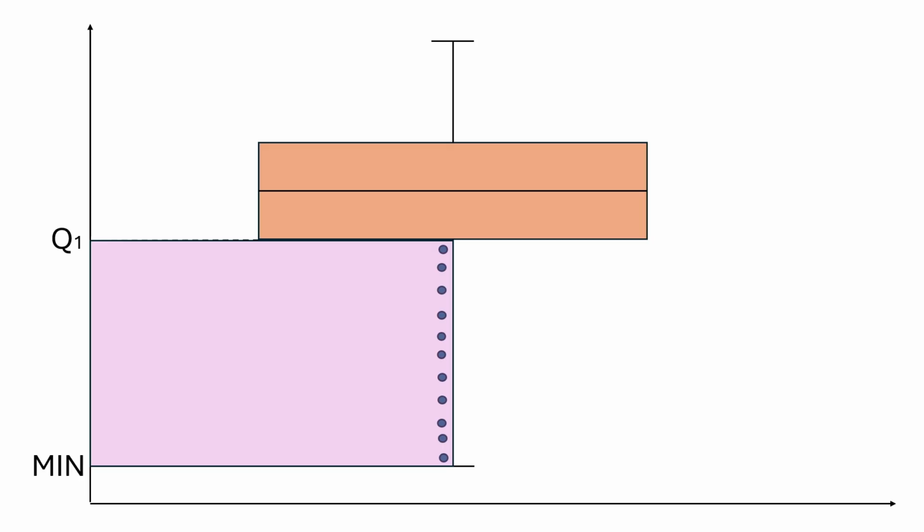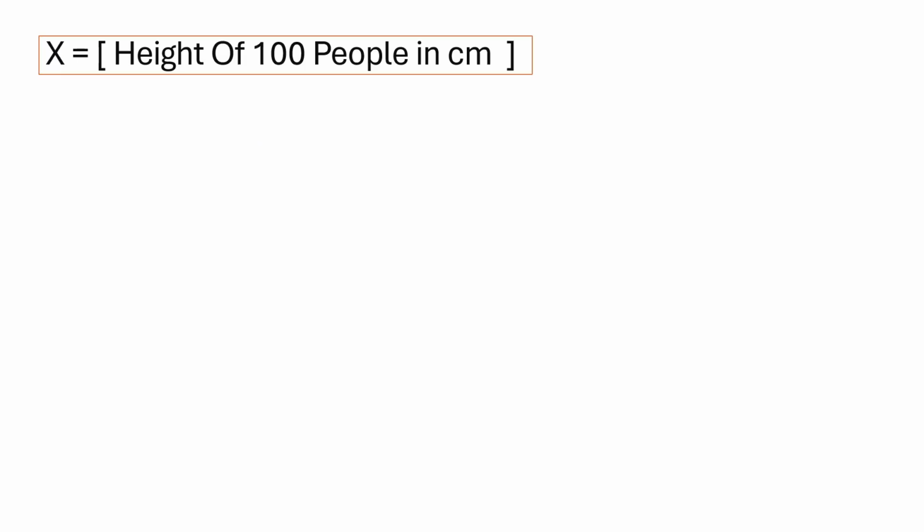That is why we need something that shows both the summary of the distribution as well as the shape of the distribution, and that's where the Violin plot comes in. So a Violin plot is simply a box plot surrounded by a modified KDE plot. So let's build a Violin plot of a numerical dataset from scratch. Let us assume we have a numerical dataset consisting of the height of 100 people in centimeters.